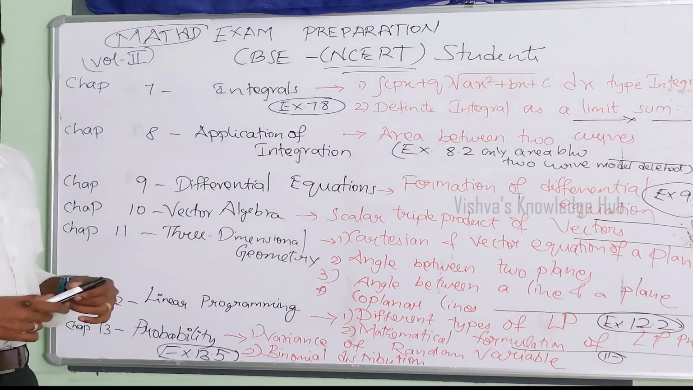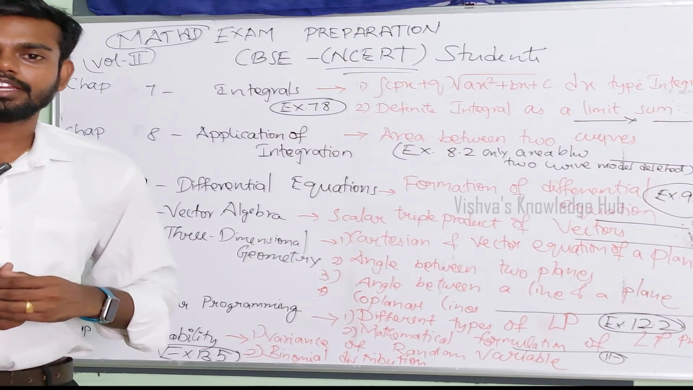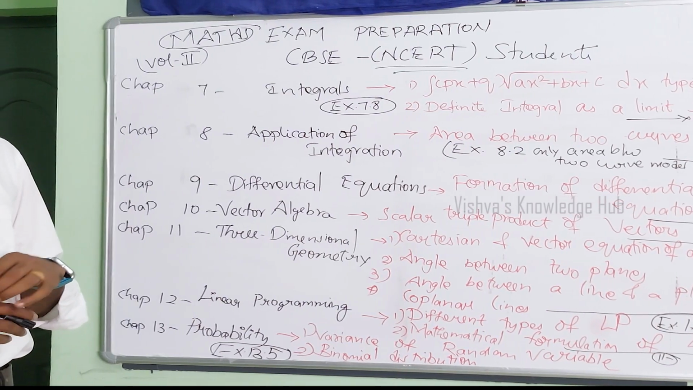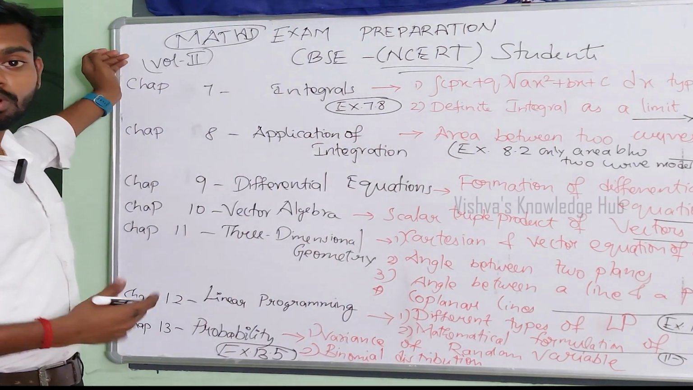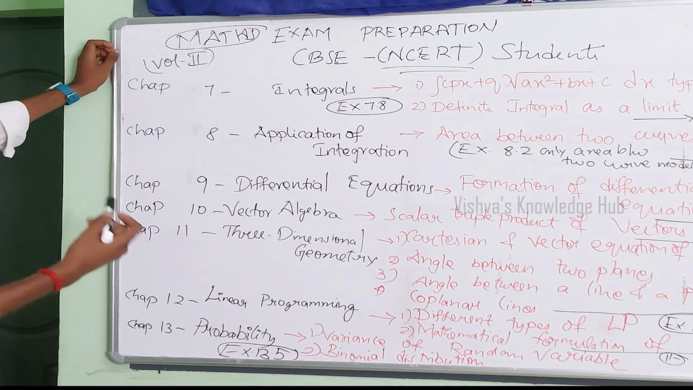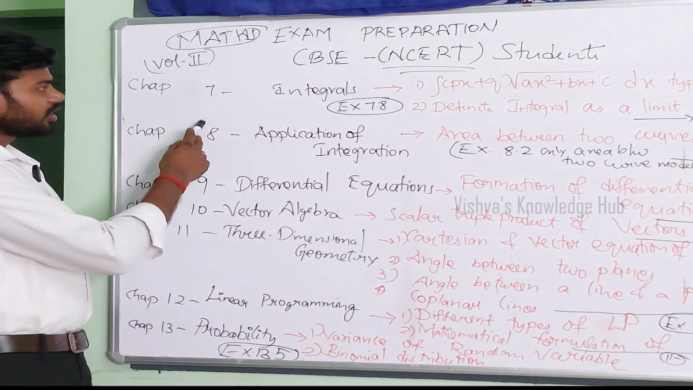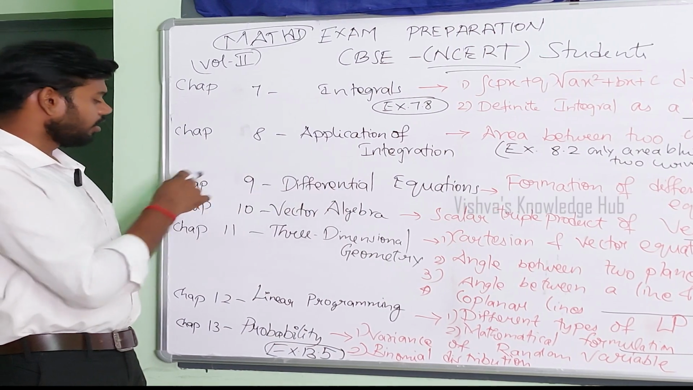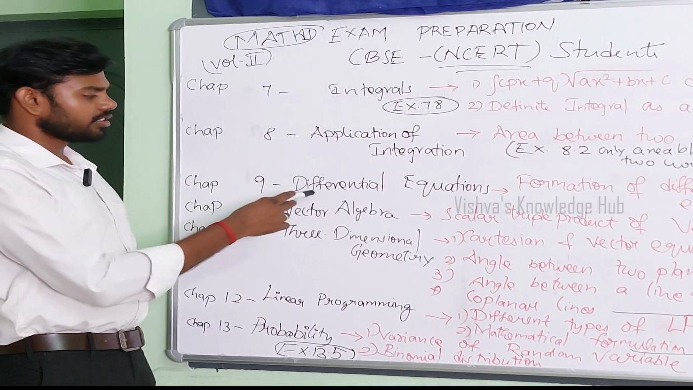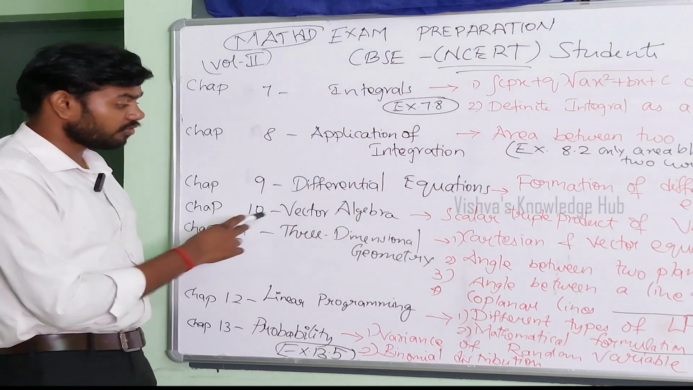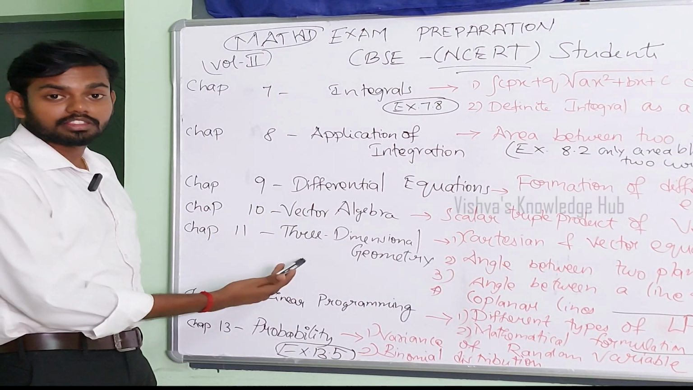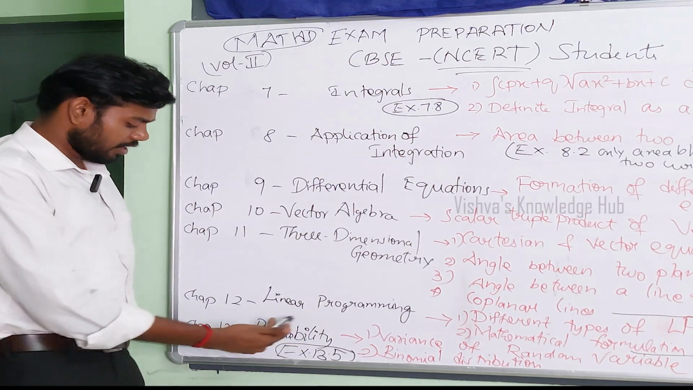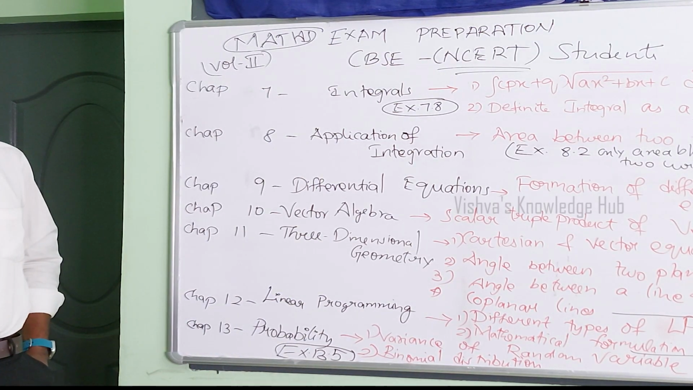Good morning, students. In the last class, we saw the maths exam preparation for CBSE and NCERT students in the Volume 1 category. Now, in Volume 2, we are going to see Chapter 7, which is integrals; Chapter 8, application of integration; Chapter 9, differential equations; Chapter 10, vector algebra; Chapter 11, three-dimensional geometry; Chapter 12, linear programming; and Chapter 13, probability.